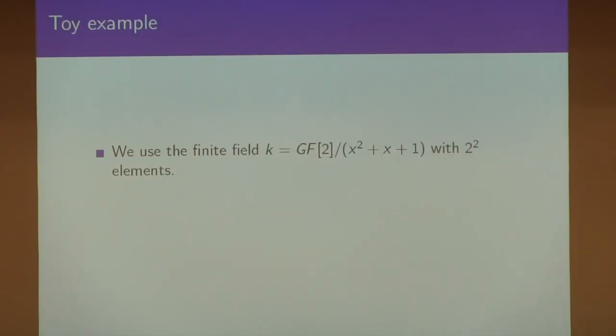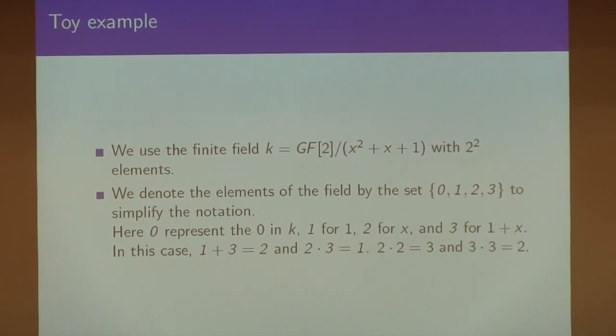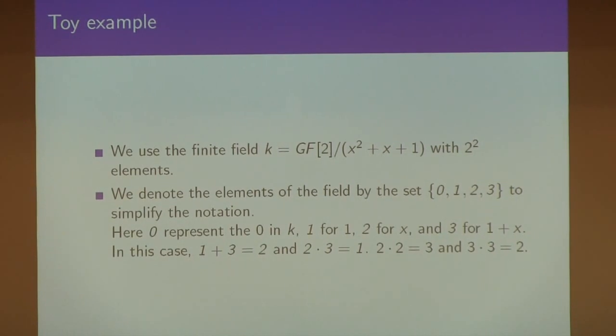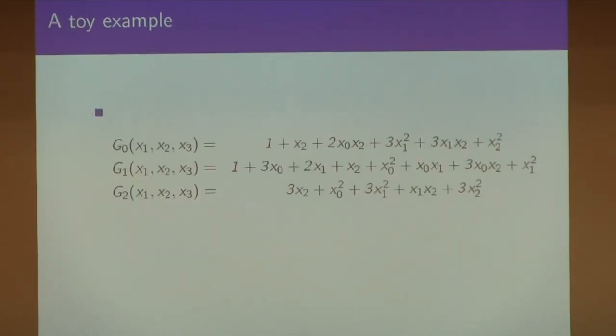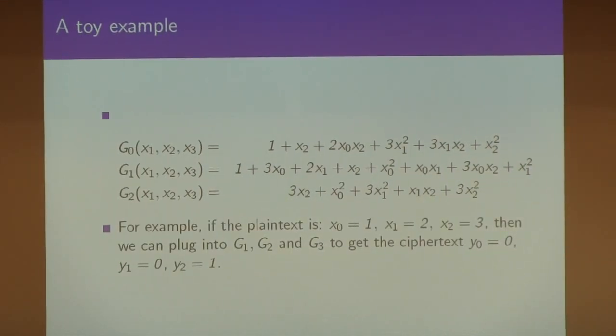So I'll just give you a small, simple example. For example, let me start with a finite field, which is a degree 2 extension of GF2. So this is GF2 modulo x squared plus x plus 1. So there are 4 elements. Just to simplify notation, I use 0, 1, 2, 3 to represent the elements, and they have additions, multiplications, and so on. So suppose my public key is G0 to G2. These are 3 polynomials, each with 3 variables, so these are quadratic polynomials. And suppose you have a plaintext, which is x0 equal to 1, x1 equal to 2, x2 equal to 3.